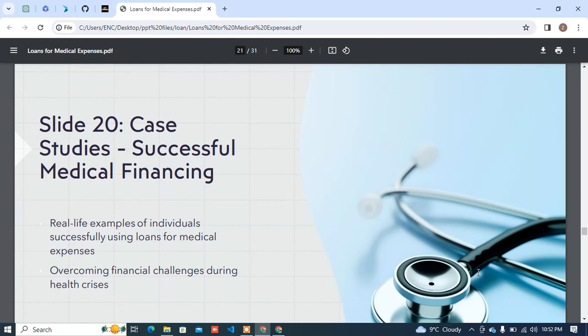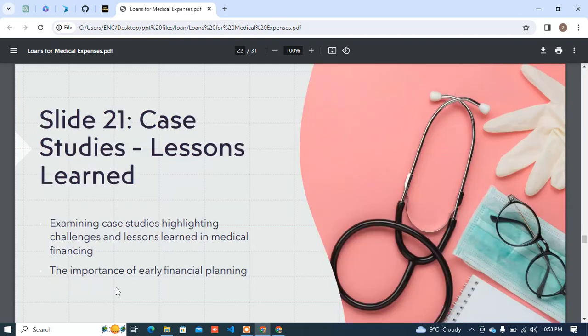Slide 20 is about case studies, successful medical financing. Our first point is real life examples of individuals successfully using loans for medical expenses. Point 2 is overcoming financial challenges during a health crisis.